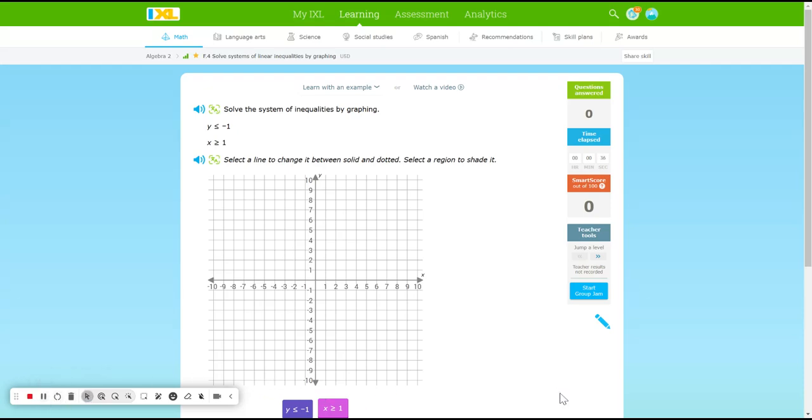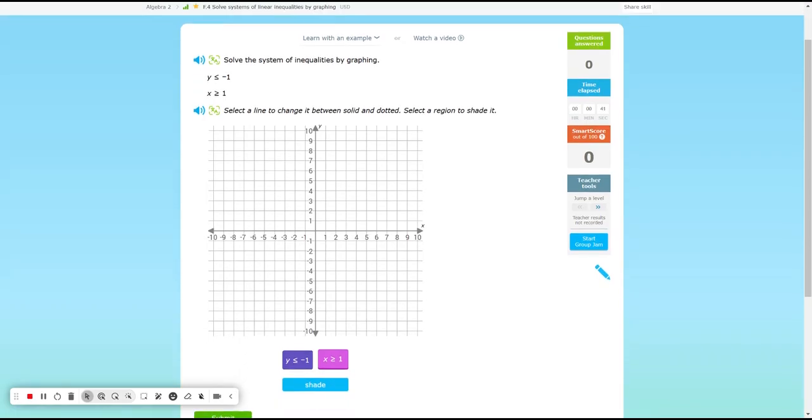All right, we solve a system of inequalities by graphing. Okay, so here we go. I'm going to get my tool over here. Take a look. You have three tools over here. This one is for the boundary of the first inequality, this one is for the second boundary, and the last one is only used for shading. You shade for both. Okay, so let's do this.